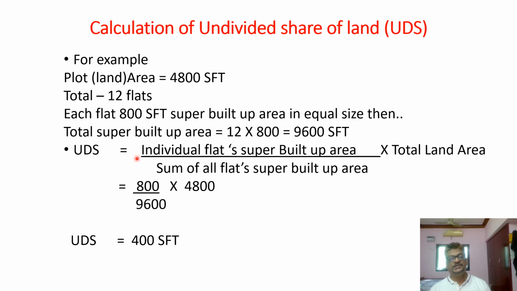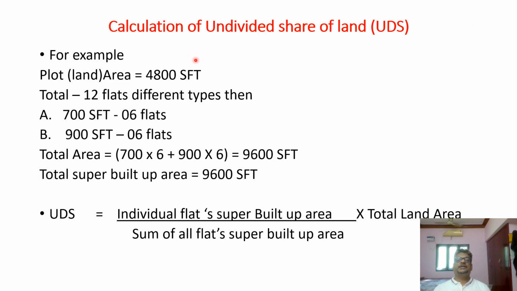So UDS is equal to the individual flat area divided by the sum of all flat super built-up areas, multiplied by the total land area. The land area is 4,800, 800 is the individual flat area, and 9,600 is the total super area on all floors. Once you do the calculation, it comes to 400 square feet. So each individual owner will get 400 square feet of UDS because all the flats are of the same size.